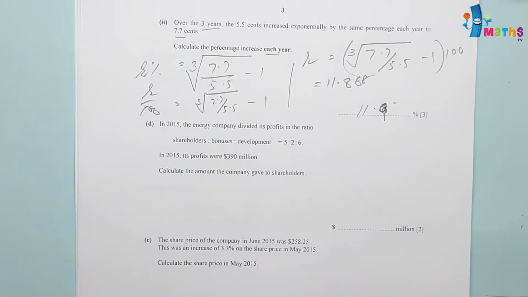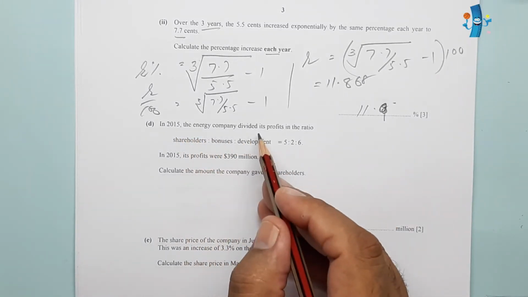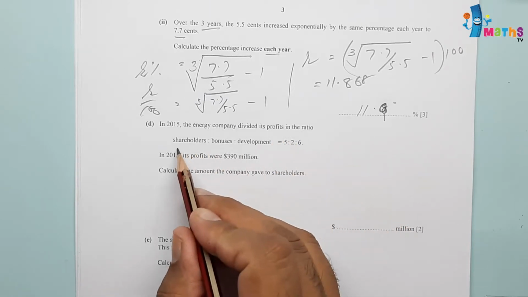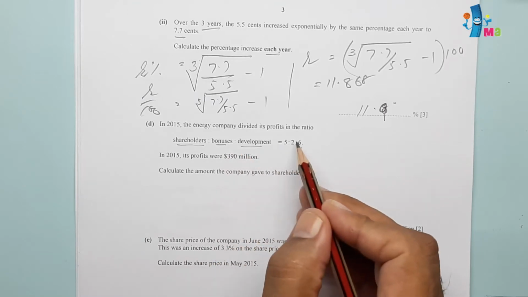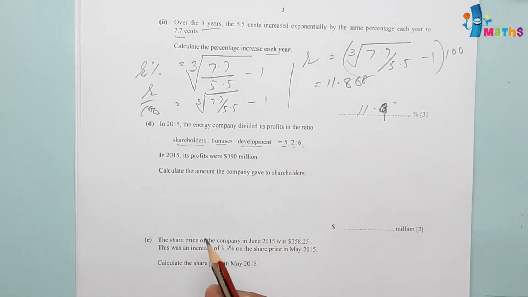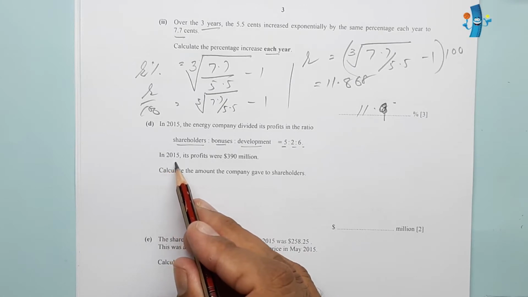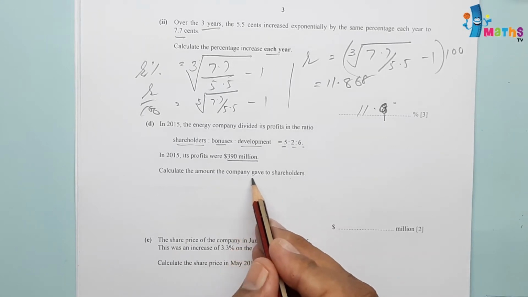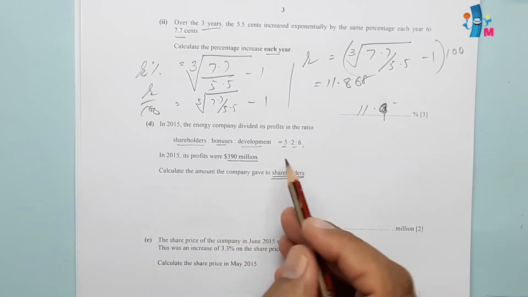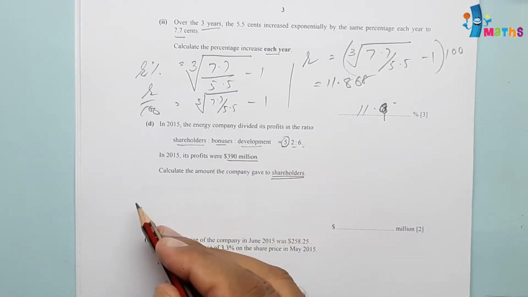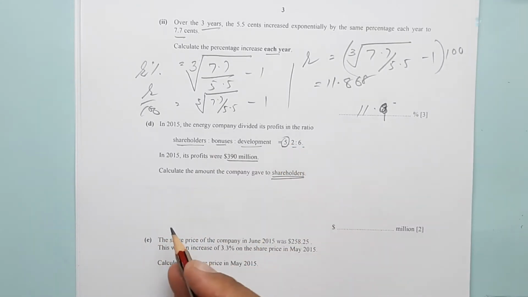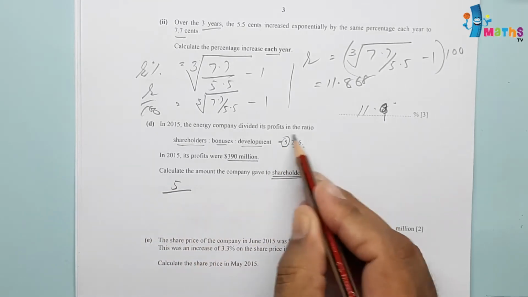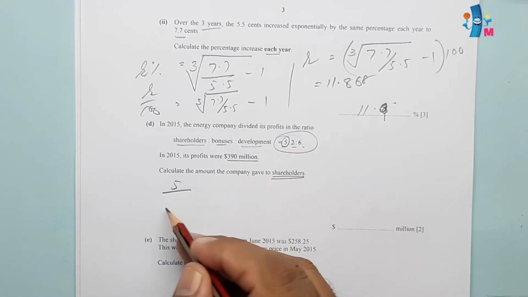D part, in 2015 an energy company divided its profit in the ratio shareholders, bonuses and development, 5, 2 and 6 ratio. In 2015 its profit was 90 million. Calculate the amount the company gave to the shareholders, and shareholders are having 5 portions of this ratio. So 5 out of how many? Sum of ratios will be 6 plus 2 will be 8, 8 plus 5 will be 13.